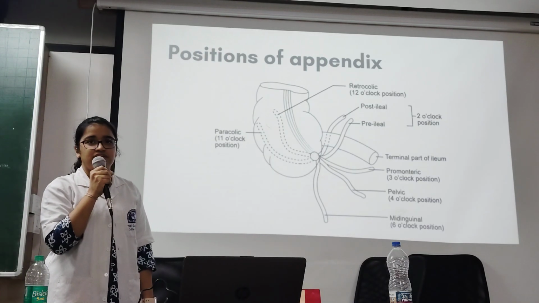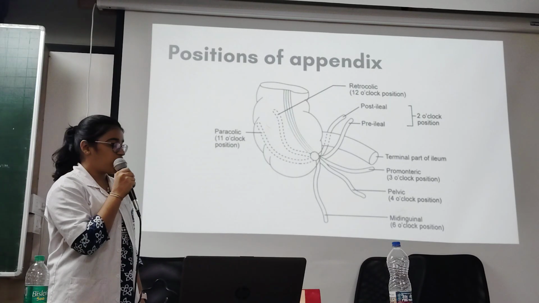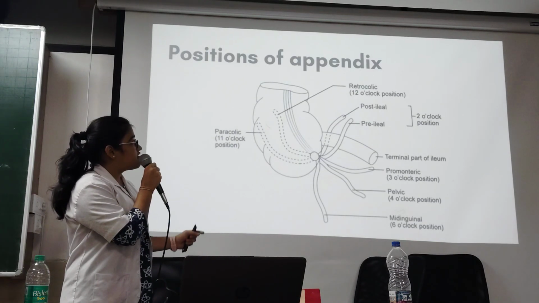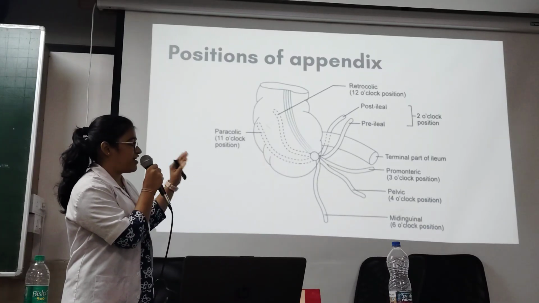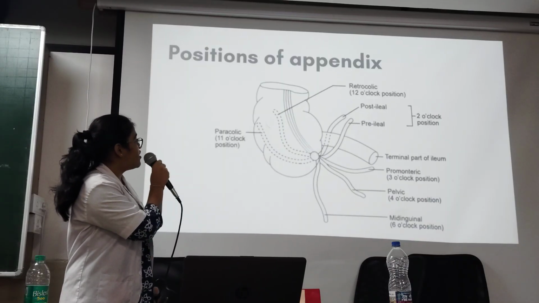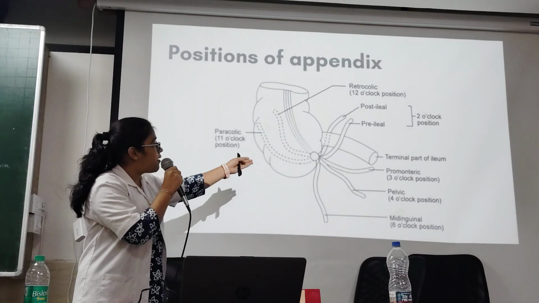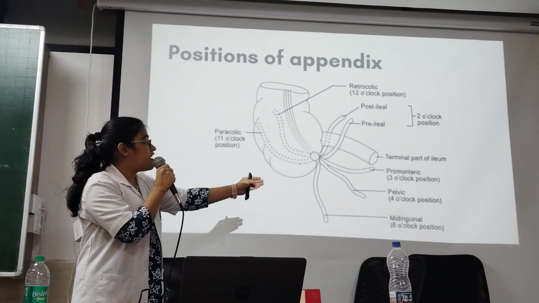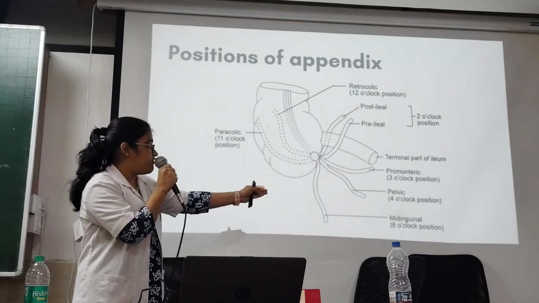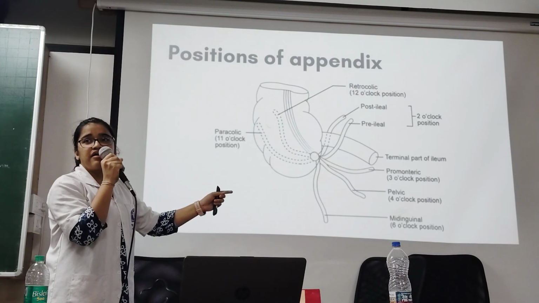Next are the positions of the appendix. In total there are 7 positions of the appendix in our body. First is the retrocecal, which is the most common in human beings, in which the appendix is present behind the cecum. Next is the retrocolic, in which the appendix is present behind the colon. Next is the paracolic, in which the appendix is present just beside the colon. Next is the mid-inguinal, in which the appendix points towards the inguinal ligament. Next is the pelvic position, in which the appendix is pointing towards the pelvis. Next is the promontoric region, in which the appendix is pointing towards the sacral promontory.